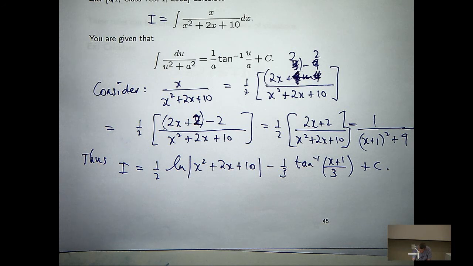Yes? We need the absolute value sign because x squared plus 2x plus 10 is greater than or equal to 1. No, I think the absolute value signs are okay. You can't keep them and be wrong. Okay? Good. That's a good question. All right.